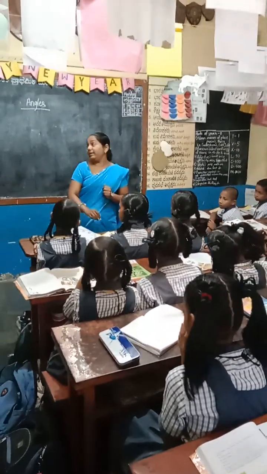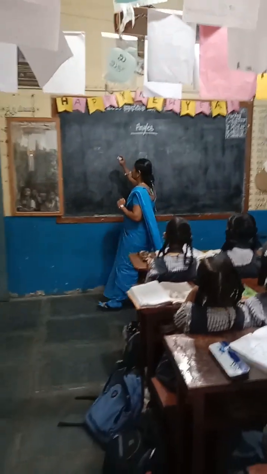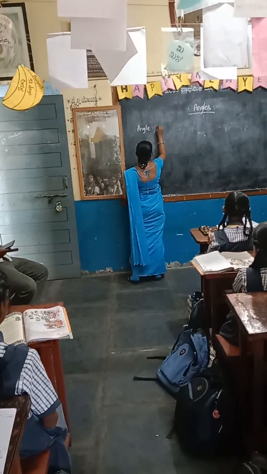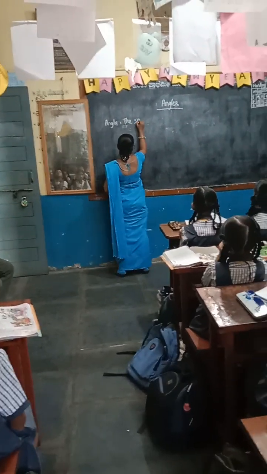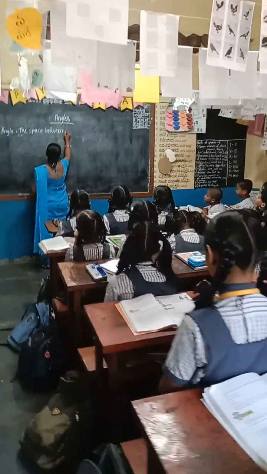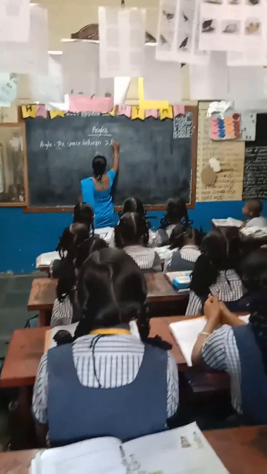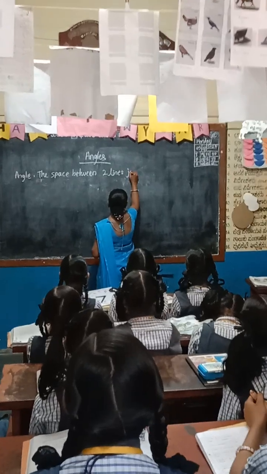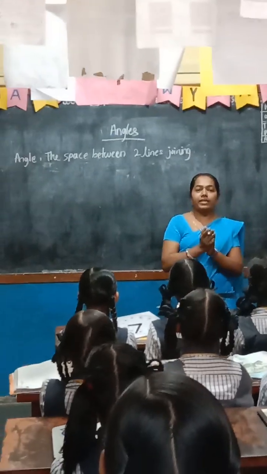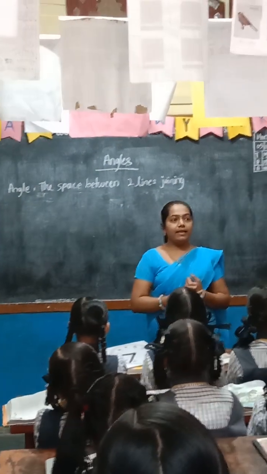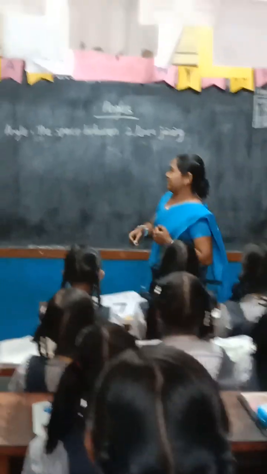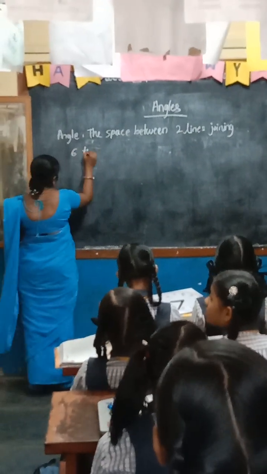So today we learn about angles. Angle means the two sides joined, the space in between the two lines joining is known as angle. So in an angle there are how many sides? Samatha? Totally there are 2 sides.